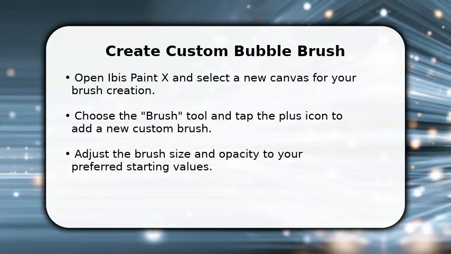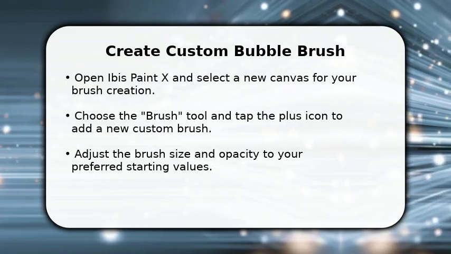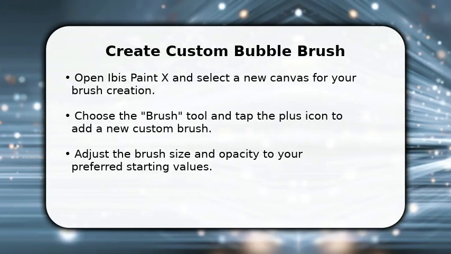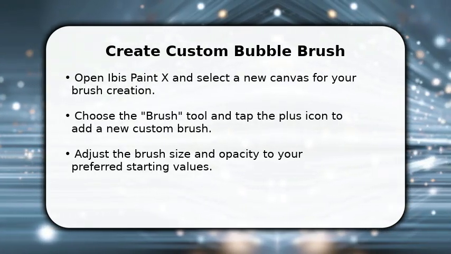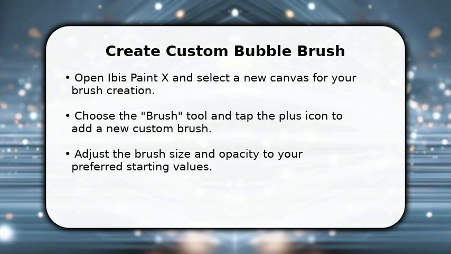Next, navigate to the brush tool and tap the plus icon to create a new custom brush. You'll want to set the initial brush size and opacity to a comfortable starting point, perhaps around 20 pixels for size and 100% for opacity, which you can refine later.